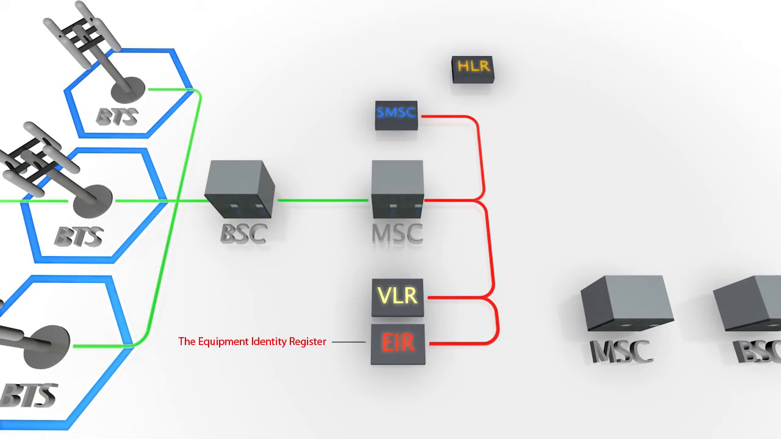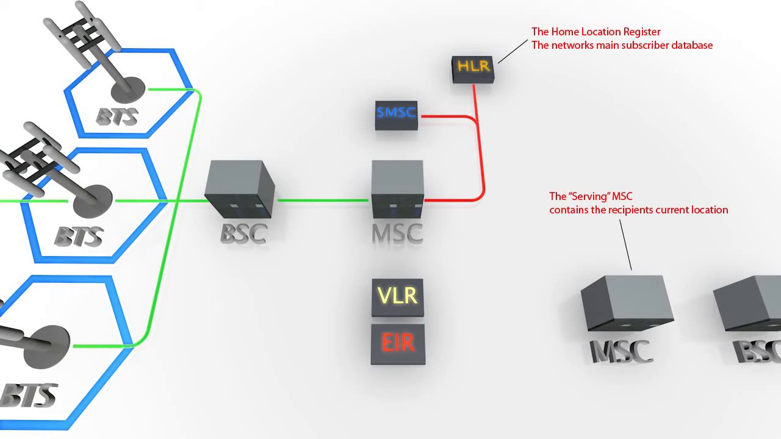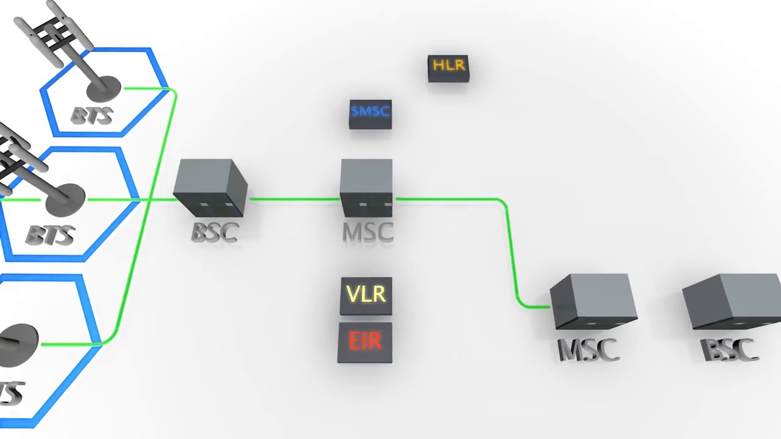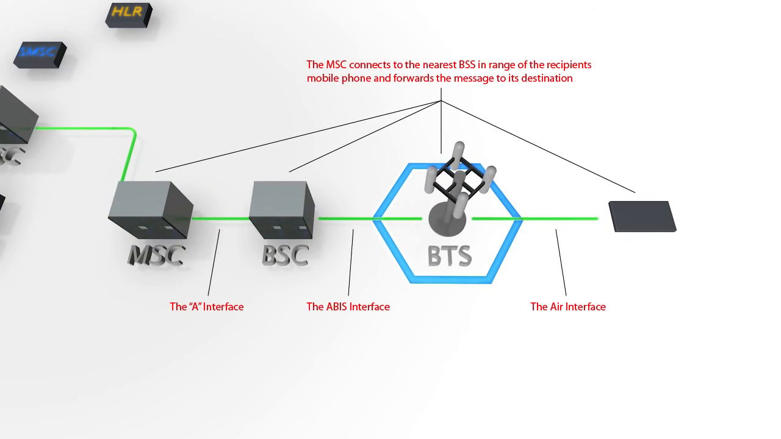The MSC then examines the EIR database to see if the device has been stolen or cloned. Once this information has been confirmed, our message can move on to the final part of its journey. At this point, the MSC asks the HLR for the recipient's location using the phone number which is saved within our message. Once this information has been received, the message is released and passed through the transit layer to the appropriate MSC, which then forwards it to the nearest BSS that is in range of the recipient, where the message finally reaches its destination.